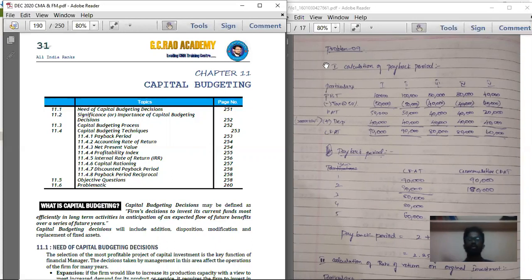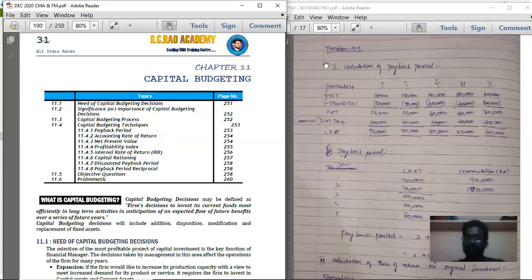Suppose you earn 2 crore profits in the first year, 3 crore in the second year, 4 crore in the third year, and in the fourth year you earn 5 crore. The cumulative of these 3 years is 2 plus 3 plus 4, 9 crores. So between 3 years and 4 years, you earn the 10 crore rupees which you invested as capital. That is called payback period. Payback period is nothing but the period within which you take back your invested capital through profits.